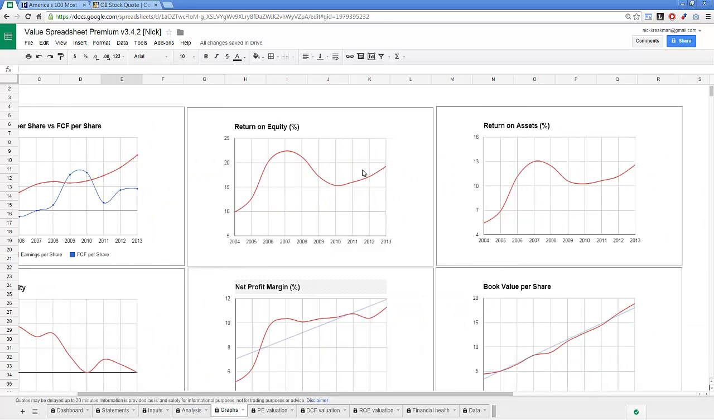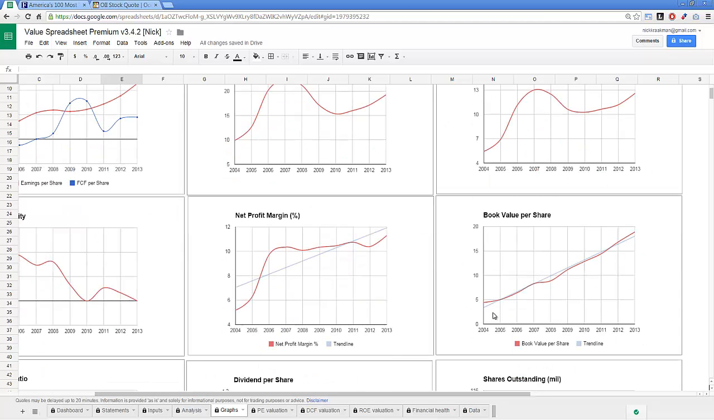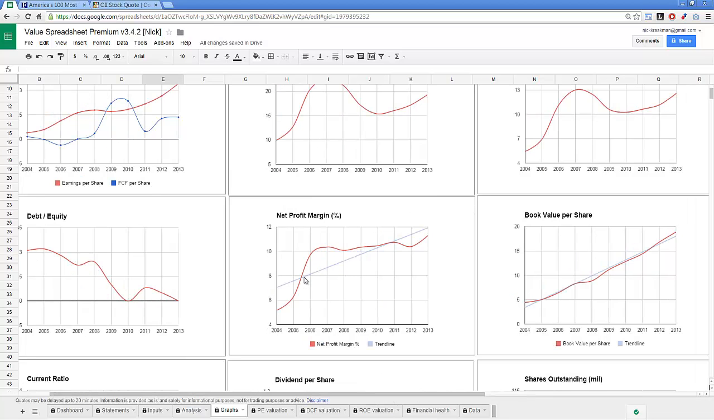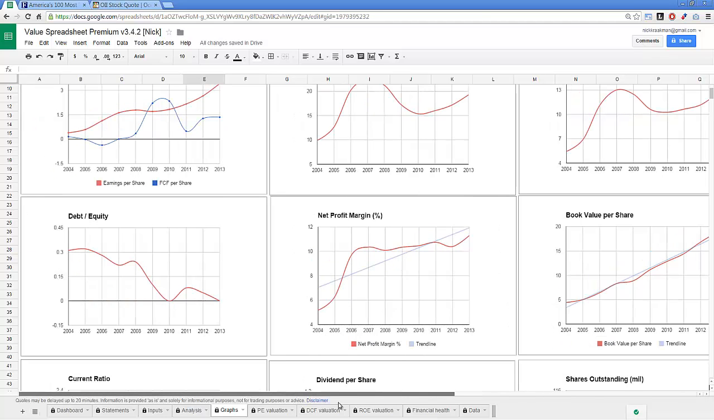We see that the return on equity has been above 15%, which is what we like to see. So that's good. Book value per share has been increasing, net profit margin as well. So that's really, really good. It has been quite stable the last couple of years, but on a healthy 10% level.